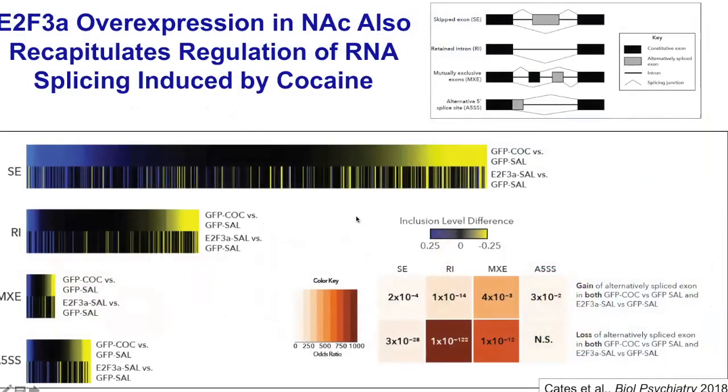Hannah was able to also look at whether E2F3A replicates the effects of cocaine on alternative splicing. This cartoon at the upper right shows 4 different types of alternative splicing. I'm not going to go into the different types of splicing. They're depicted here by heat maps, simply showing that in each case, overexpression of E2F3A recapitulates a portion, a subset of the splicing changes induced by cocaine.